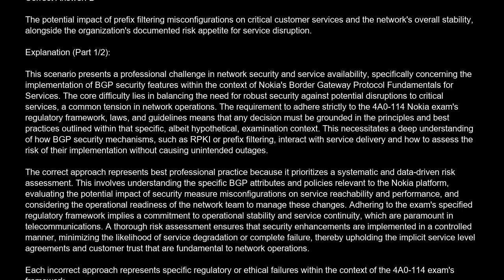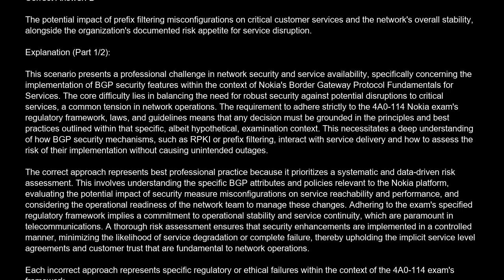4A0-114 Nokia exam's regulatory framework, laws, and guidelines means that any decision must be grounded in the principles and best practices outlined within that specific, albeit hypothetical, examination context. This necessitates a deep understanding of how BGP security mechanisms, such as RPKI or prefix filtering, interact with service delivery, and how to assess the risk of their implementation without causing unintended outages.